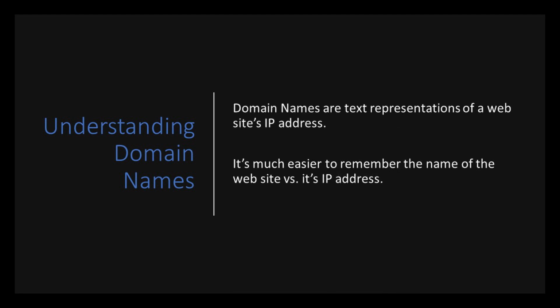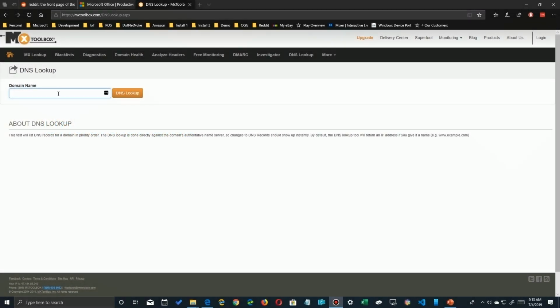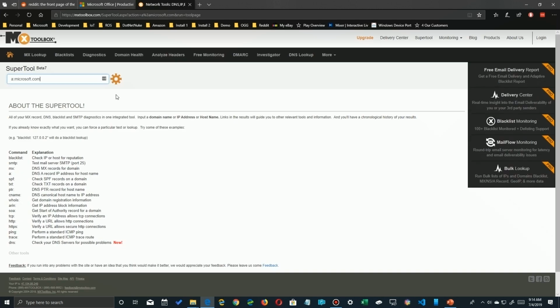Now, domain names are used because they're text representations of a website's IP address. It's much easier to remember the name of the website versus the IP address of the servers that it resides on. For example, here's www.microsoft.com, and one of the IP addresses that is used for the server that hosts some of its content. In truth, they have many of them. So it would be a lot easier to remember to type www.microsoft.com than a variety of IP addresses. To demonstrate this, here I am looking up Microsoft.com, and it'll show me all the IP addresses that are associated with that particular web address.